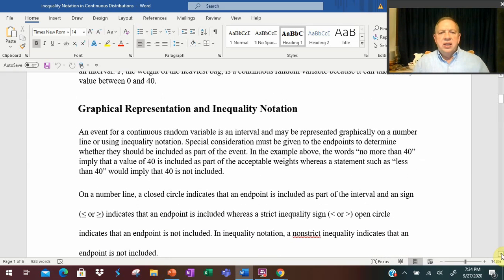An event for a continuous random variable is an interval and may be represented graphically on a number line or using inequality notation. Special consideration must be given to the endpoints to determine whether they should be included as part of the event. In the example above, the words no more than 40 imply that a value of 40 is included as part of acceptable weights, whereas a statement such as less than 40 would imply that 40 is not included. So 39.99999999999 pounds would be allowed, but 40 would not.